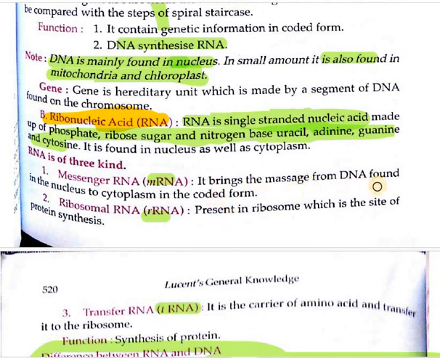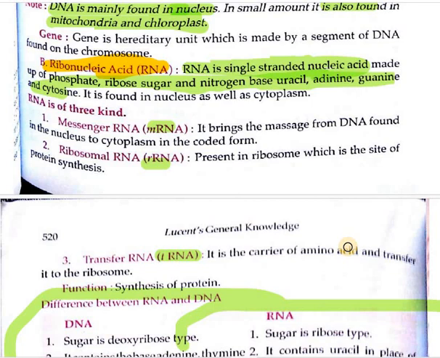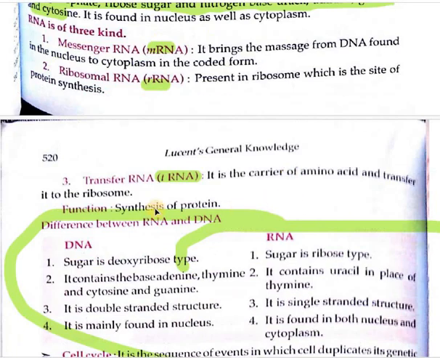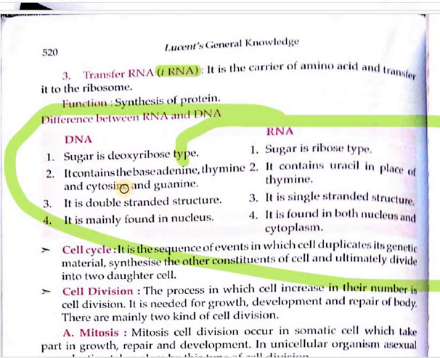mRNA brings the messages of DNA found in the nucleus to the cytoplasm in coded form. rRNA is present in the ribosome, which is the site of protein synthesis, and tRNA is a carrier of amino acids and transfers them to the ribosome. Now the functions. These are very important terms. In DNA, the sugar is deoxyribose type. Always remember deoxyribose. RNA sugar is ribose type. DNA contains A, T, G, C, and RNA contains uracil in place of thymine. DNA is a double stranded structure, RNA is single stranded. DNA is mainly found in the nucleus only. RNA is found in both nucleus and cytoplasm.